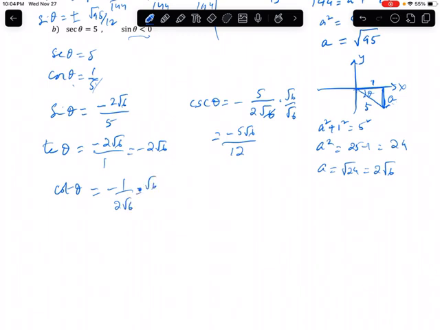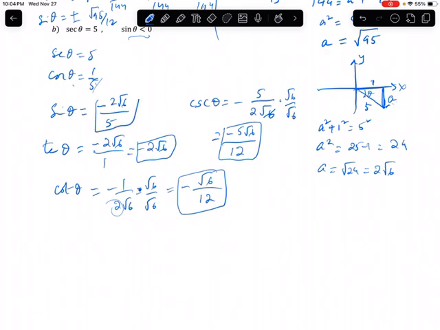Again, rationalize. Now when you rationalize, you don't have to multiply by this 2. We just multiply by the number which is the square root. So negative square root of 6 over 12. So these are our six.